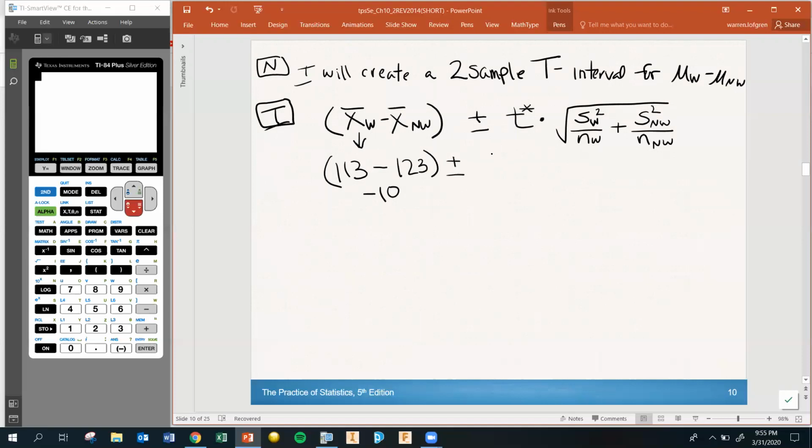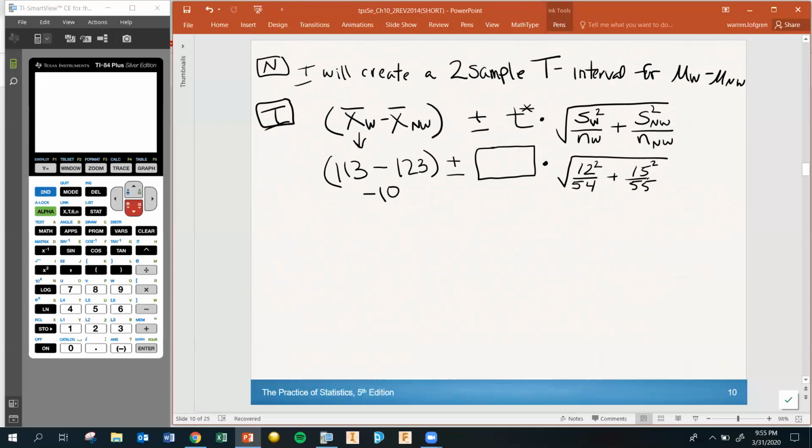And now I've got to calculate the margin of error. Now, that t-score, we're going to get that in a second. So I'm just going to pause on that. Here comes the standard error. I'm going to fill in the results for the standard error. So the standard deviation for the babies that use walkers was 12, so 12 squared over 54 plus 15 squared over 55 for the non-walkers.